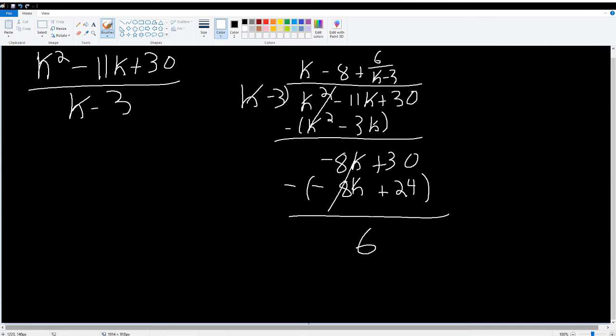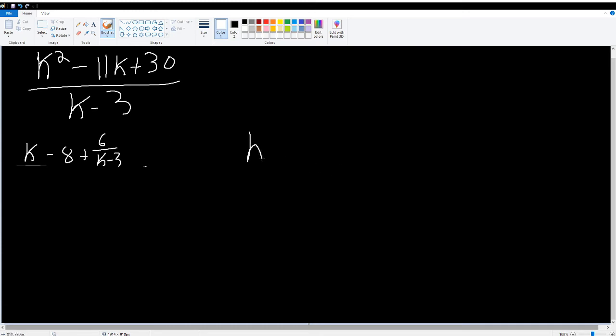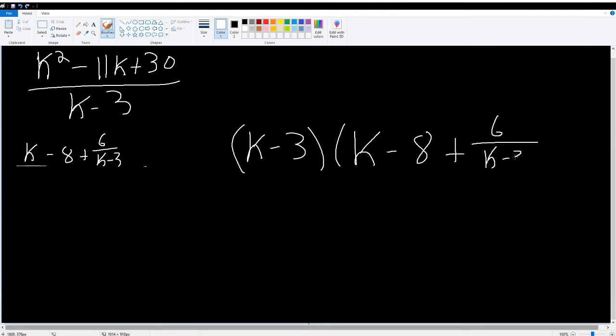And remember, we can always check our work, so let's do exactly that. Let's check. My dividend should equal my quotient multiplied by my divisor, plus the remainder. So I should have k minus 3 times k minus 8, plus 6 times k minus 3.